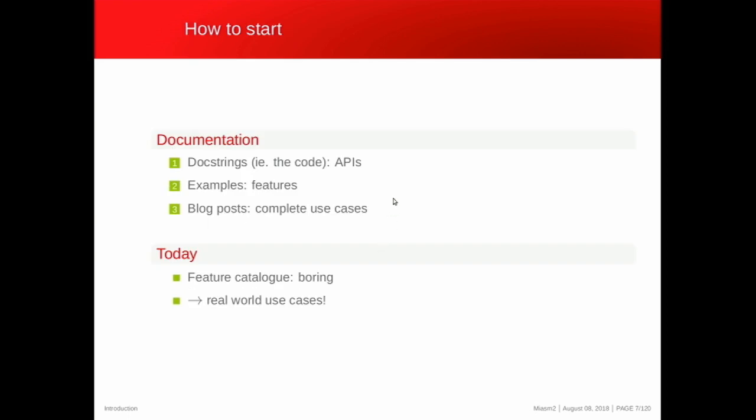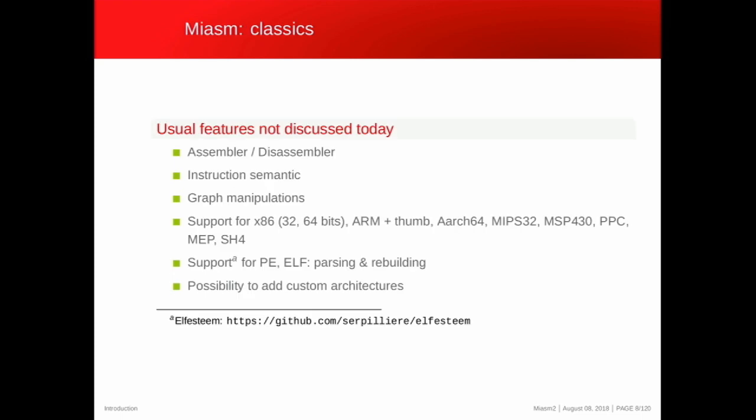If you are a novice in Miasm, you can use some resources. For example, in the code you have docstrings. There is no real full documentation for Miasm, sadly, but you have a lot of examples which illustrate each feature of Miasm, which is very interesting to read, and there is a blog as well. We don't want to show a list of all the features of Miasm because it's a bit boring, so we will try to highlight only some very interesting features, and we will illustrate them with real code examples today.